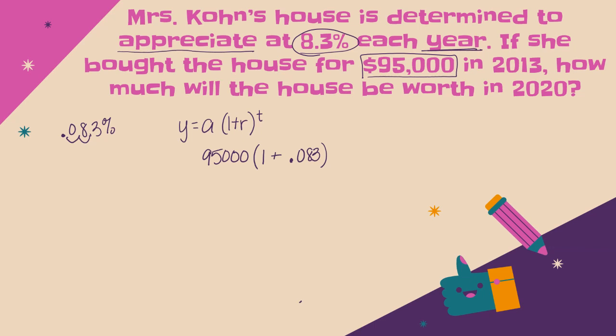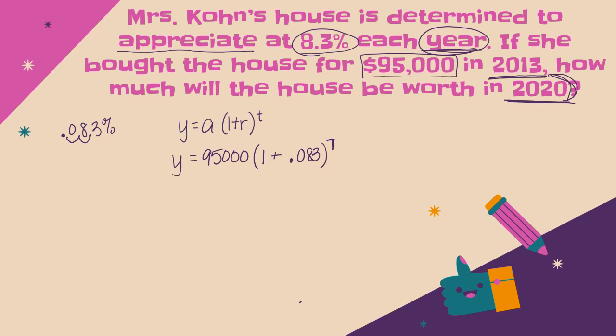And now we need to know our time. Well, the house was bought for $95,000 in 2013, and we want to figure out 2020. That's 7 years. Now I'm just going to check and make sure my rate was per year, my time is in years. I'm good because my unit of time matches up. Okay. My final amount is Y because that's what I don't know. That's what I want to figure out. How much money is this house going to be worth in 2020?